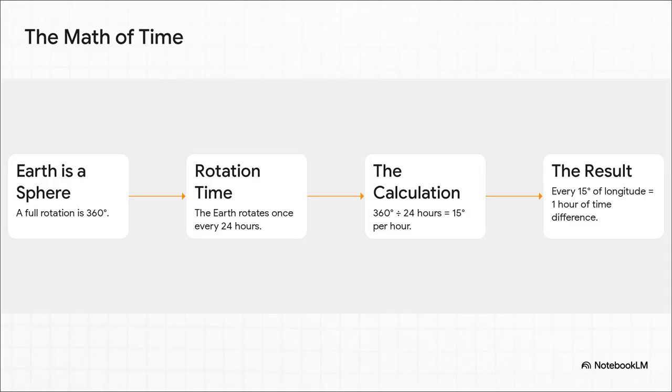So think about it. The Earth is a 360-degree sphere, right? And it takes 24 hours to do one full rotation. So you just divide 360 degrees by 24 hours. And what do you get? 15 degrees. That means for every single hour that passes, the Earth spins 15 degrees of longitude. And that, right there, is the foundation for our 24 global time zones.